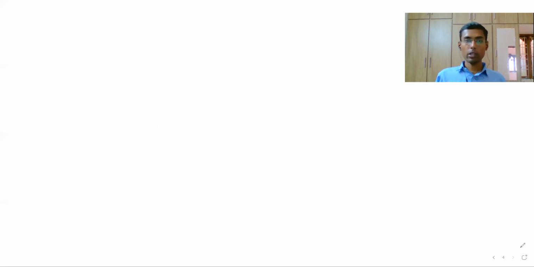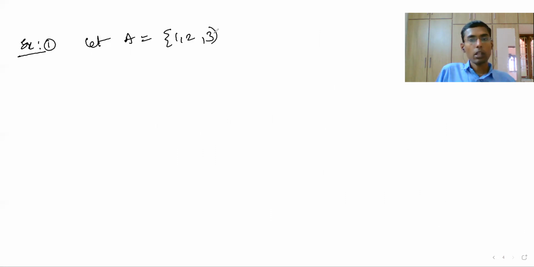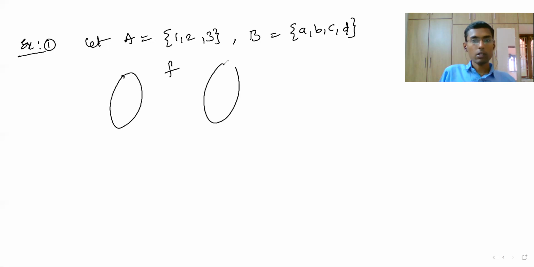So we'll go to examples. Okay, we take an example. Let A equal to {1, 2, 3} and B equal to {A, B, C, D}. Okay, very good. So now we'll take an arrow diagram. 1 goes to B, 2 goes to A, 3 goes to B.